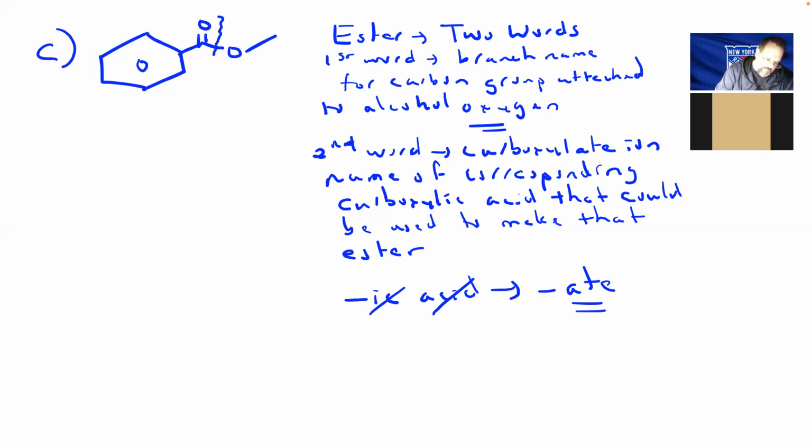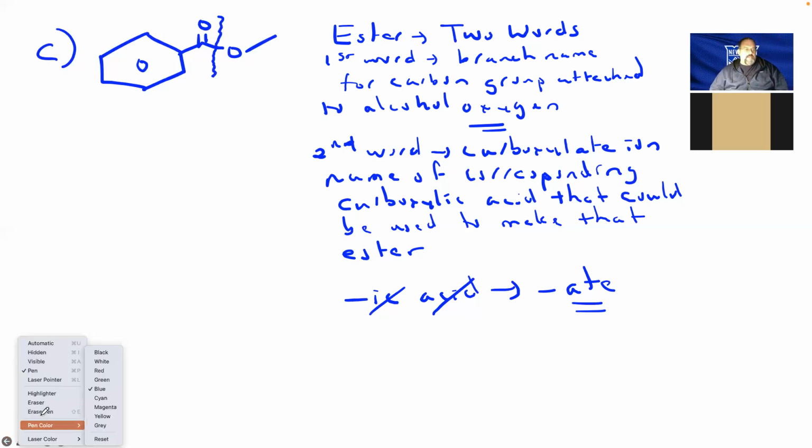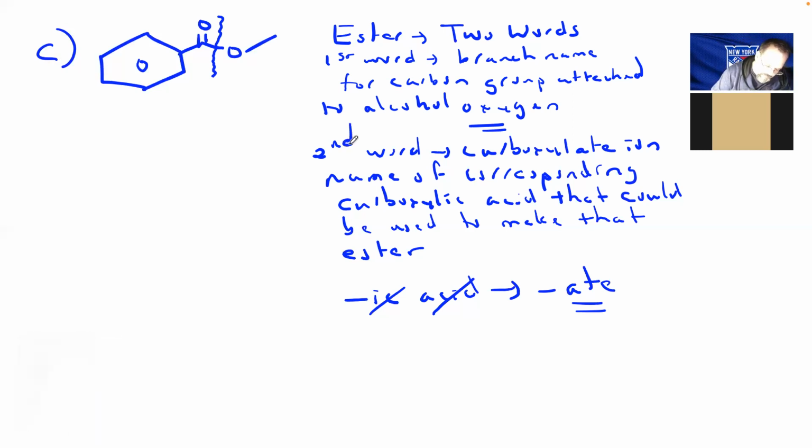So again, when I name an ester, I like to look for that key bond. The key bond is the single bond between the C double bond O carbon and, again, I just like to call it the alcohol oxygen. So in this case, the carboxylic acid portion would be to the left of the squiggly line. The alcohol portion would be to the right of the squiggly line. So the first word is the branch name for the carbon group attached to the alcohol oxygen. What do we have attached to the alcohol oxygen here? We have a CH3. What do we call CH3 as a branch? That's a methyl group.